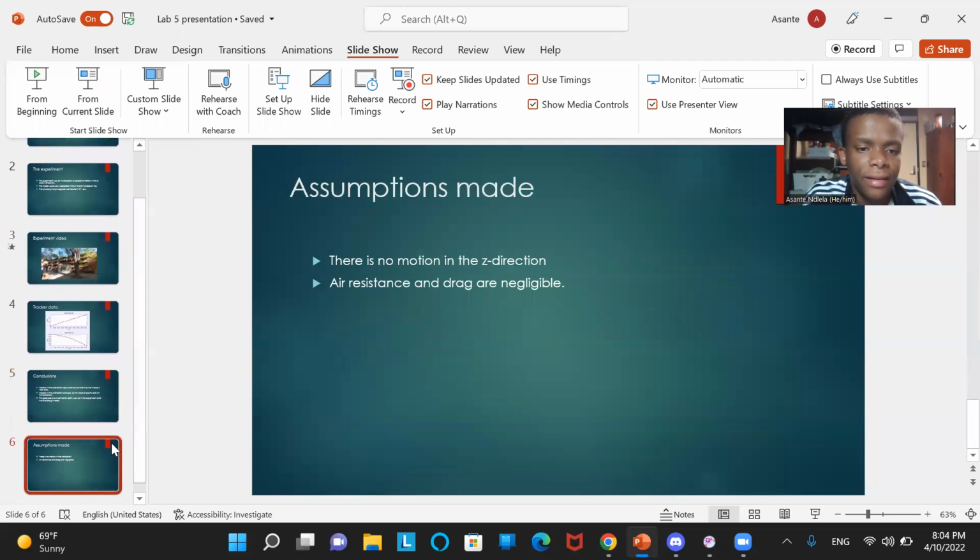In this experiment, two main assumptions were made. There was no direction in the Z direction, i.e. it didn't go towards or away from the camera. And air resistance and drag are negligible, as in air resistance and drag on the ball in any direction are so small, it would not have had any effect on the results of this experiment.